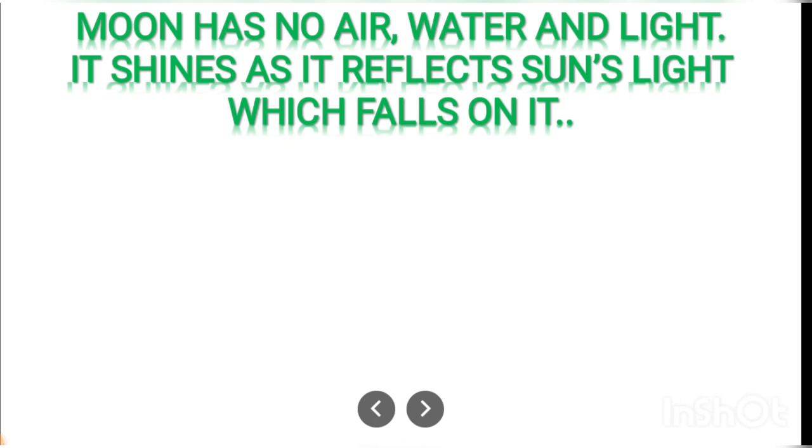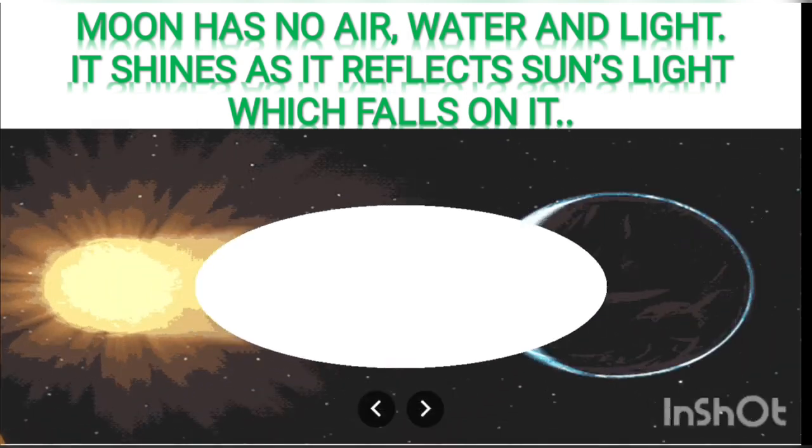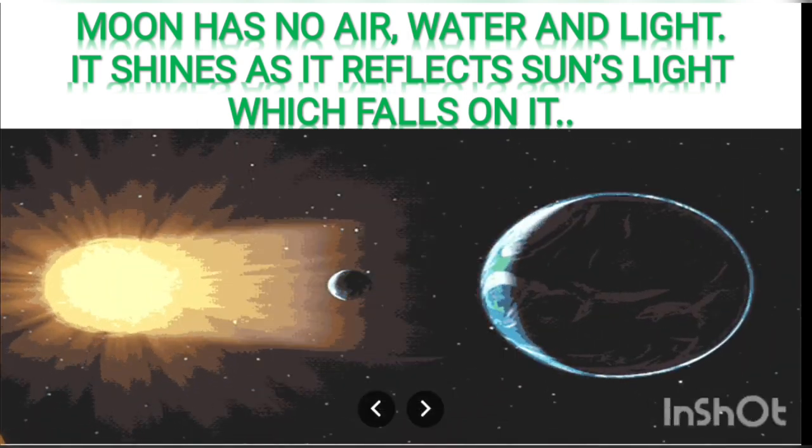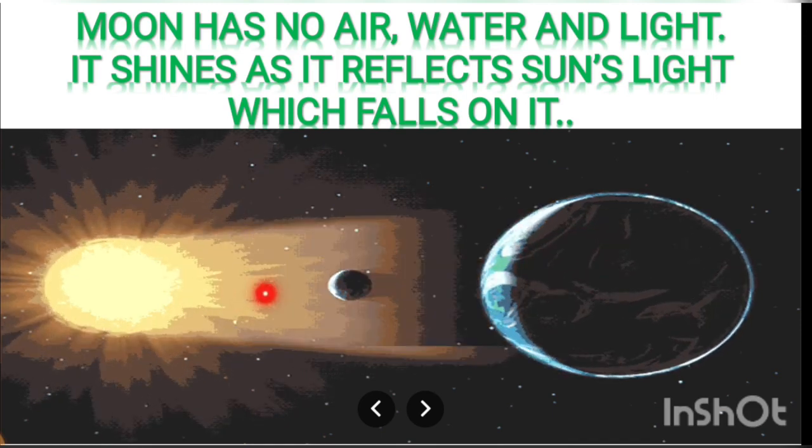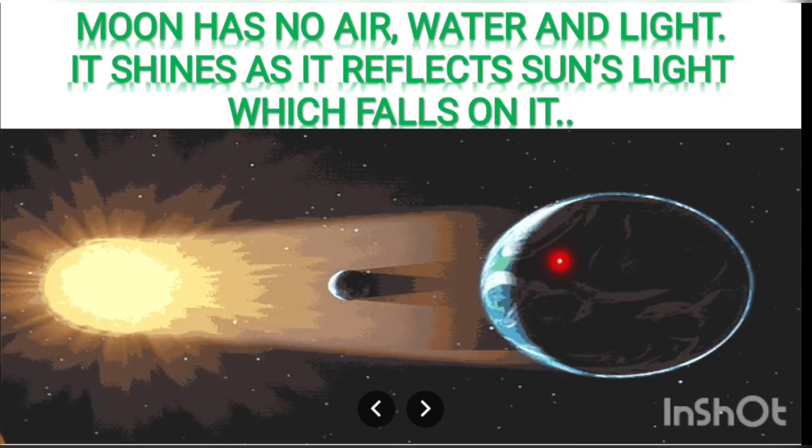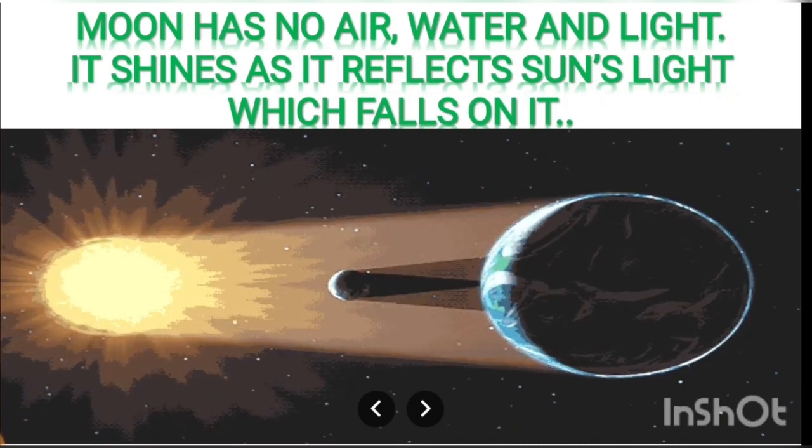It will be more clear with the picture. So, the moon has no air, no water and no light. Can you see the sunlight is reflecting on the moon and directly falling on our earth? So, the moon is only reflecting the sun's light. That's why we think that the moon has light, but the moon has no light. It reflects the sun's light.